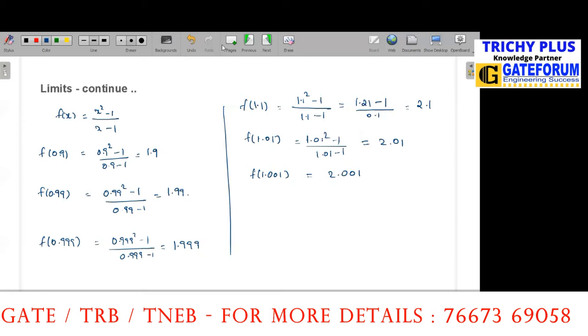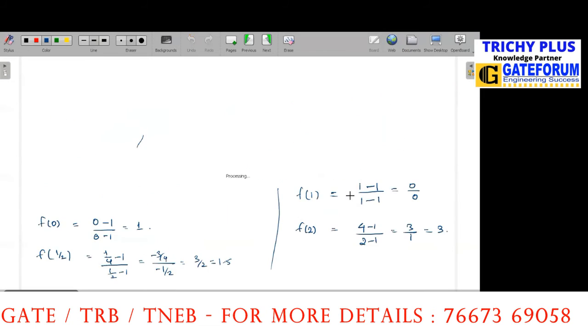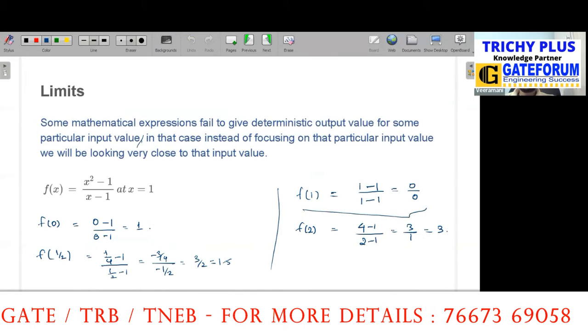Yes, sir. Correct. Okay. So now I got to know that at the point 1, my function is giving a value of 2. So can I write something like f of 1 is equal to 2? Can I write like this? Please give a confirmation. Yes, sir. Okay, fine. Then what about this? f of 1 is equal to 0 by 0. This is correct.